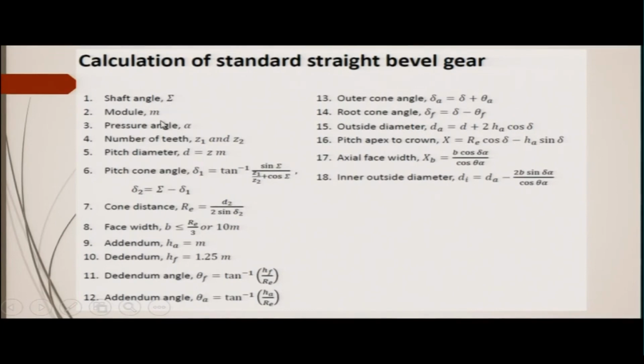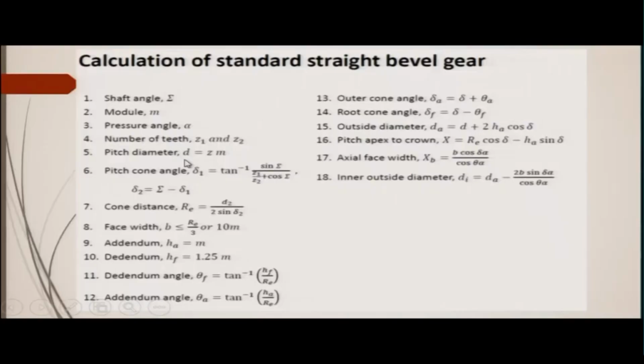Module will be given by us. Depending on what module we need, we will give this value m. Pressure angle, alpha, will also be given. Number of teeth is our choice, Z1 and Z2, depending on the transmission ratio you would like to have, because the transmission ratio is the ratio of the number of teeth of the input gear and the output gear. So, this is Z1 and Z2.